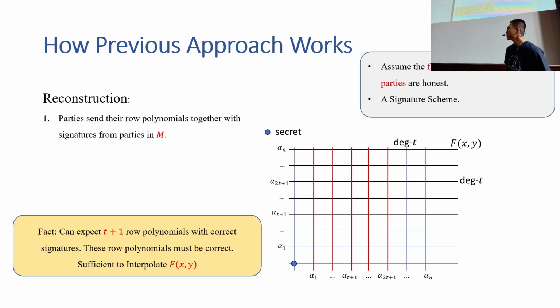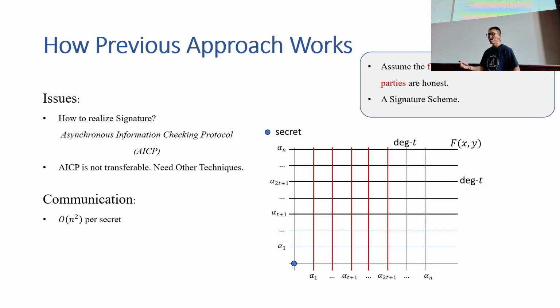Okay. So, of course, there are some issues we omitted. For example, we don't really have the signature scheme, so we actually need to use the so-called asynchronous information checking protocol. And also, unlike the standard signature scheme, AICP is not transferable, meaning that if you receive the signature from, say, the dealer, you cannot actually use this signature to convince another party that this message is from the dealer. So this requires some other techniques. But even omitting all these issues, you can see that the communication per sharing is O(n squared), because the dealer needs to send row polynomials and column polynomials to every party.